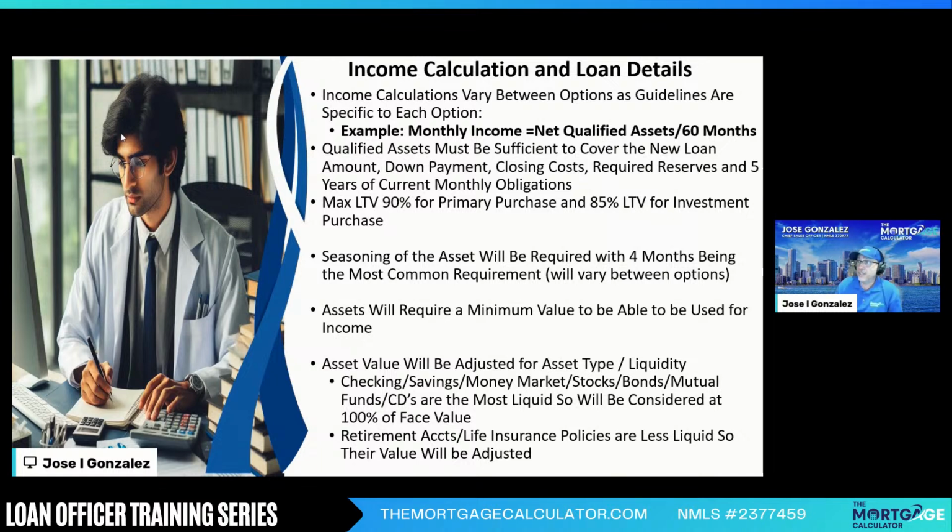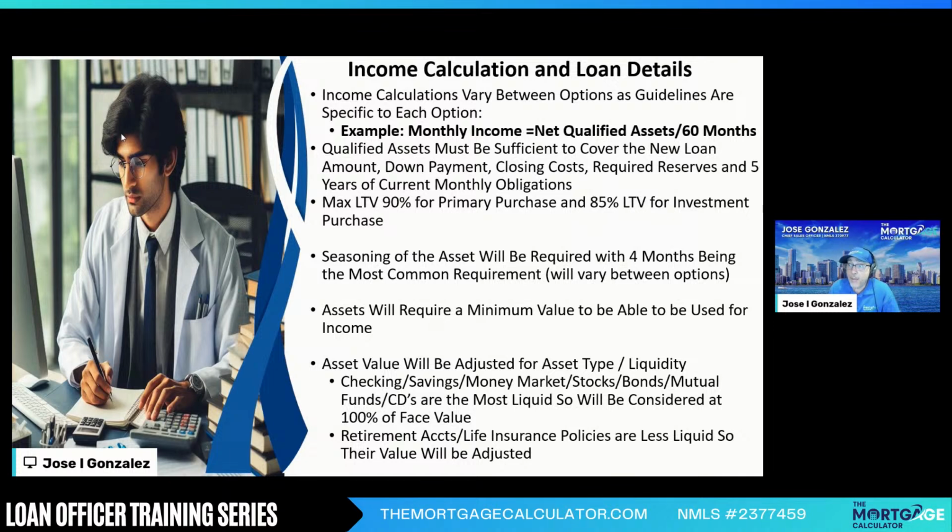So now, assuming you have the seasoning of the assets, then you're also going to have a minimum value for each asset type to be able to be used for income, right? You can't just string them all along, 20,000 here, 10,000 there, have 100 accounts. This is really for high net worth individuals. So you are going to have a minimum amount of assets required to be able to use it for income.